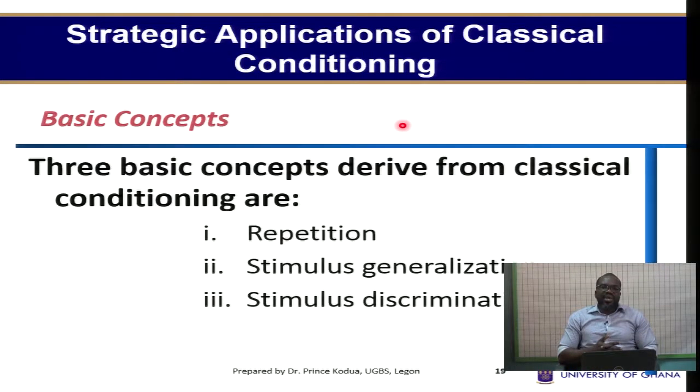There are some strategic applications of classical conditioning. There are three basic concepts. We can talk of repetition, stimulus generalization, and stimulus discrimination. These are some concepts that we derive from classical conditioning.